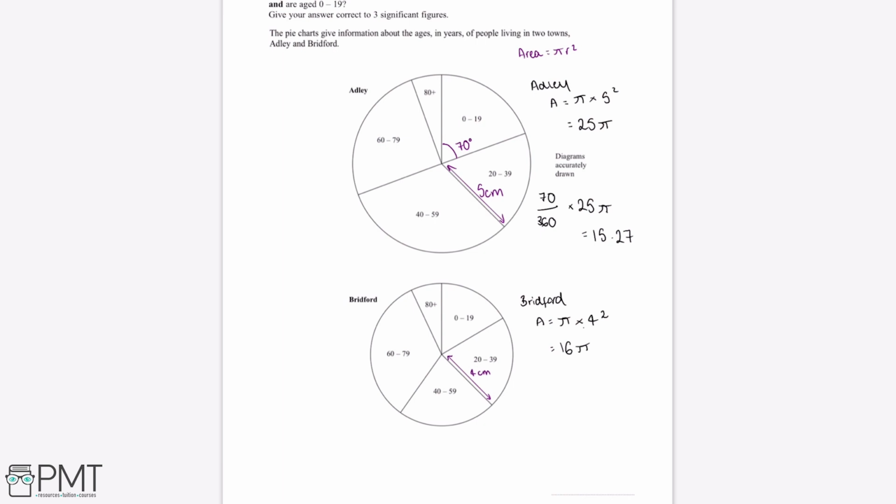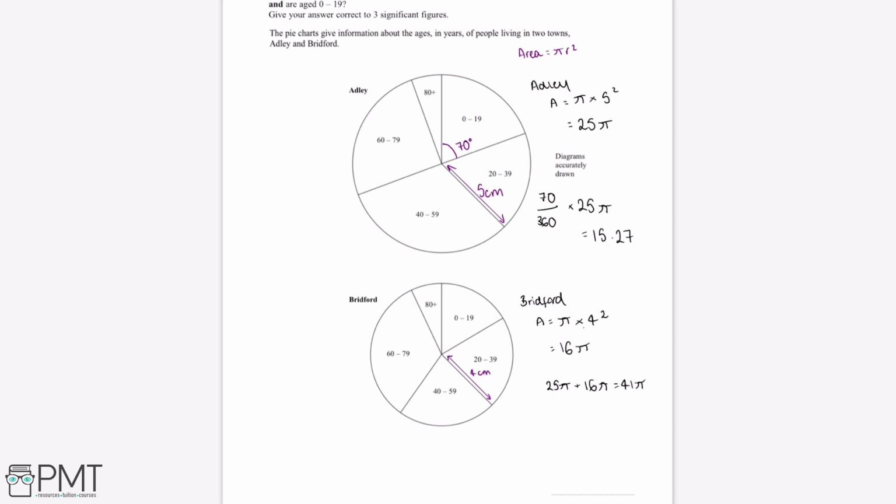So now the final thing we'll need to do is work out 15.27 as a percentage or decimal of the total area of the two circles. So the first thing we can do is work out the area of both circles together. The area of the pie chart for Adley is 25 pi, and the area of the pie chart for Bridford is 16 pi. So the total area will be equal to 25 pi plus 16 pi, which gives us 41 pi.